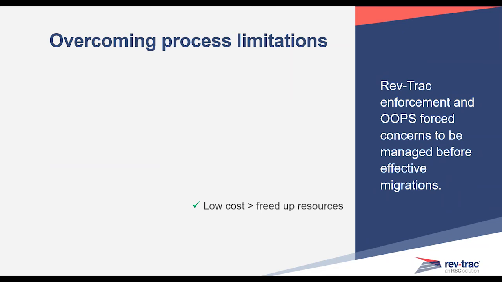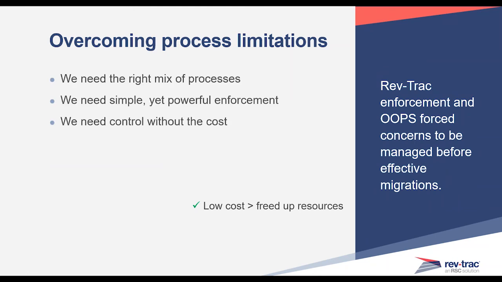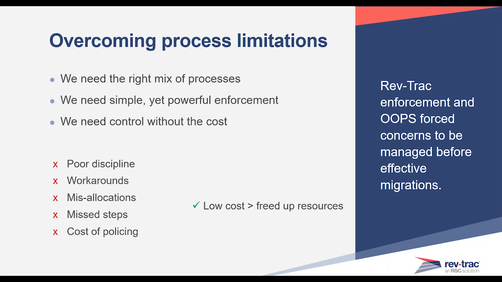So let's look at overcoming process limitations as well. We need the right mix of processes. We need to be able to enforce those processes, and we need to be able to do that without increasing the cost. Now, by fully automating our change control processes, even to the point of the software automatically allocating certain types of changes to pre-configured processes, things like those poor disciplines we spoke about earlier, the workarounds that seem to happen quite often, the misallocations of changes to the wrong processes, missing steps in the process, and the cost of policing. These things can all become things of the past.